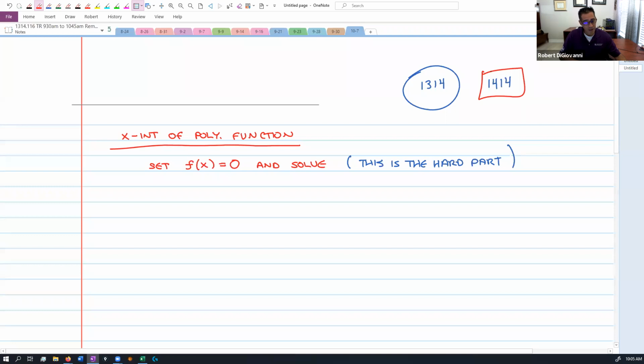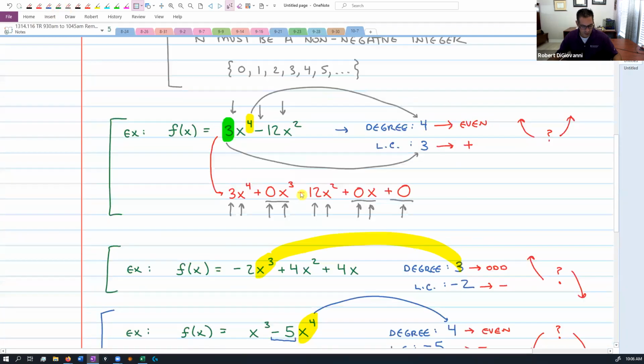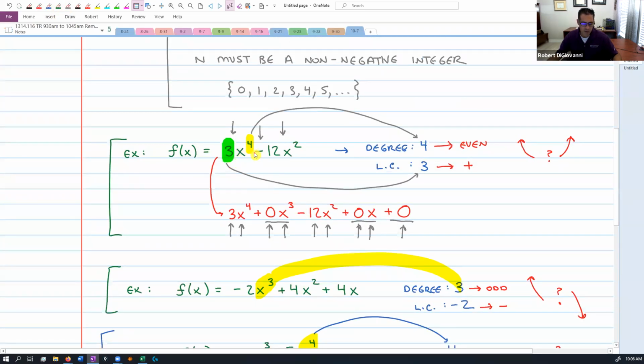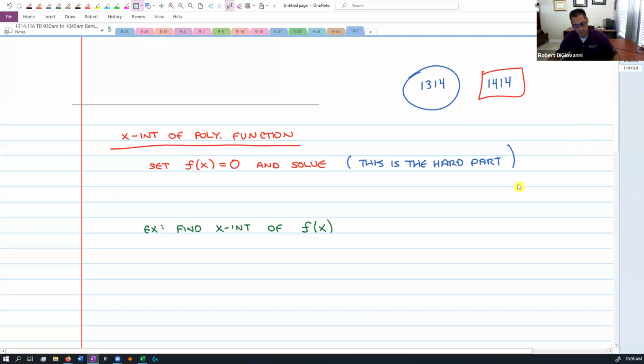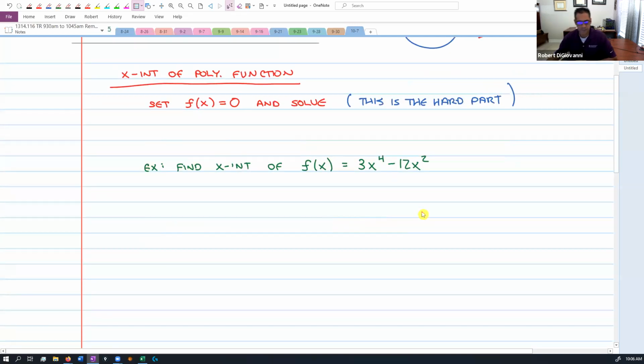So all we need to do is solve an equation, right? That's basically it. So let's do an example, all right? Let's find the x-intercepts of the function f of x. And let's go back to the one that we've been working at. Let's do that first one right here. This one right here, 3x to the 4th minus 12x squared.